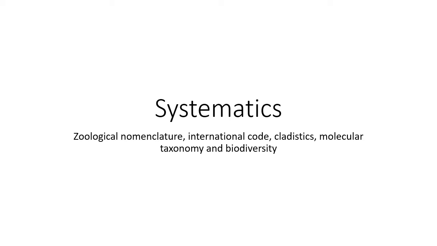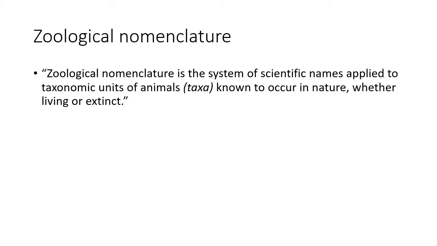Hi everyone. Today we are going to talk about two topics of systematics, which are zoological nomenclature and international code. So the first thing we need to do is rote learn or cram the definition. We cannot do anything about it, so just cram it up.